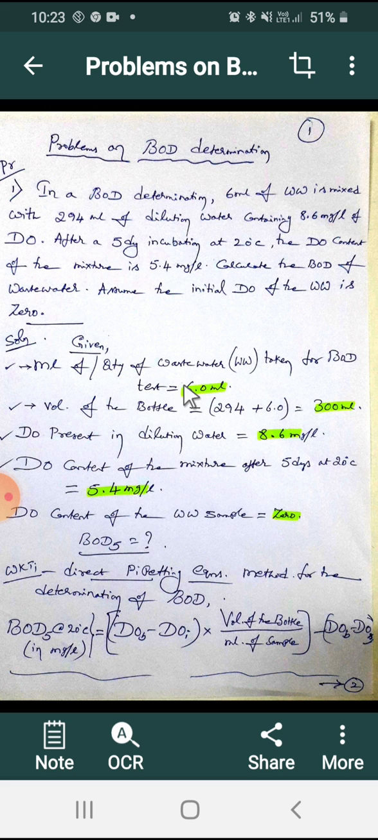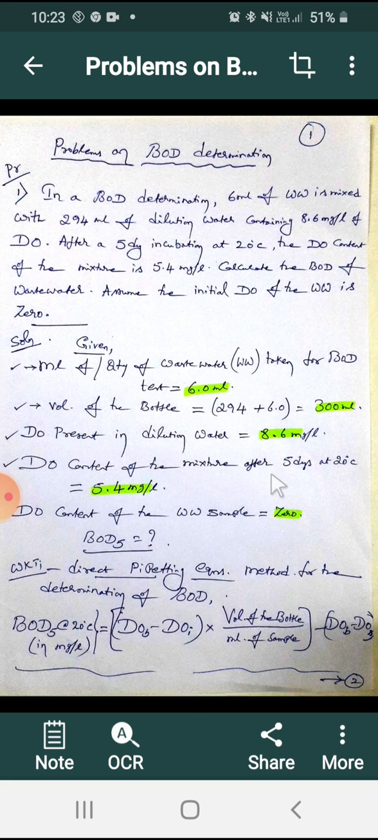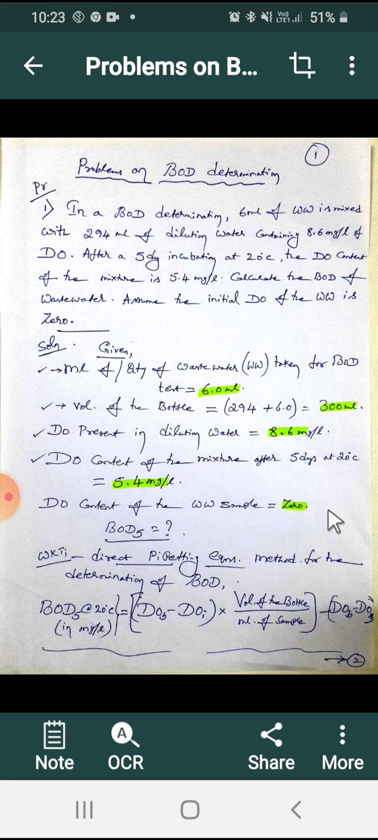The amount of DO present in the dilution water is equal to how much? 8.6. Now the capacity of the bottle is equal to 300 ml. The quantity of sewage used is 6 ml. And then the DO content of the mixture after 5 days at 20 degrees centigrade is equal to 5.4 milligrams per liter.